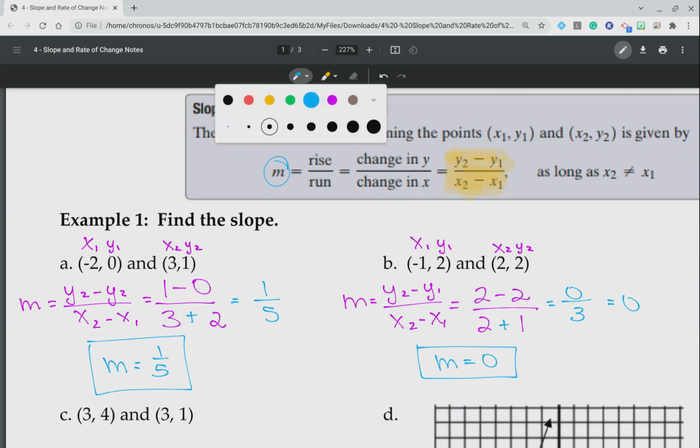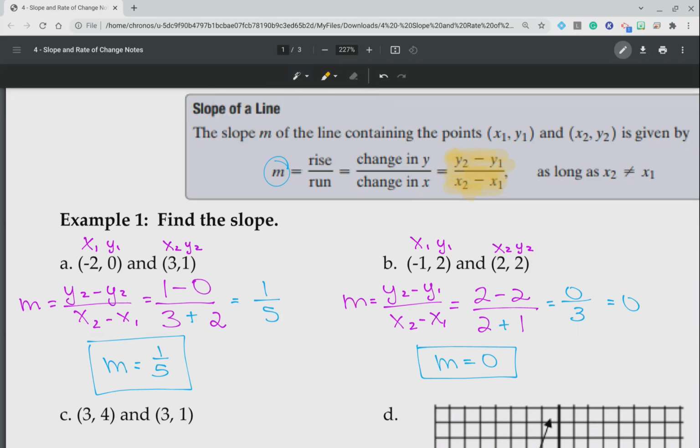Okay, and just a little side note here, if you get a line that has a slope of 0, it is always a horizontal line.